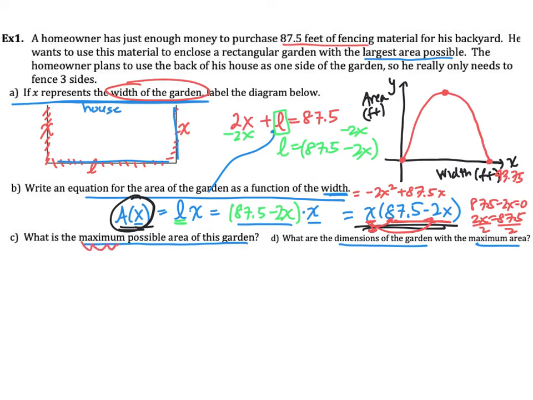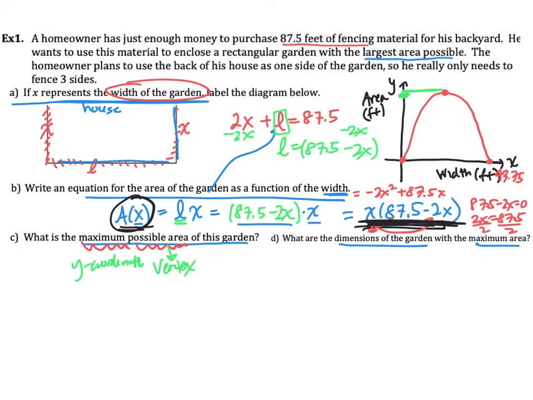And if it's asking me to find the maximum possible area, then what am I trying to find? I'm trying to find the y-coordinate of the vertex, right? This is the maximum possible area up here. So it's the y-coordinate of the vertex. So how can I find the y-coordinate of the vertex? Well, you're either going to grab your calculator and put this function, x times 87.5 minus 2x, into your calculator, graph it, and then find the maximum. Or you can just solve for it, right?